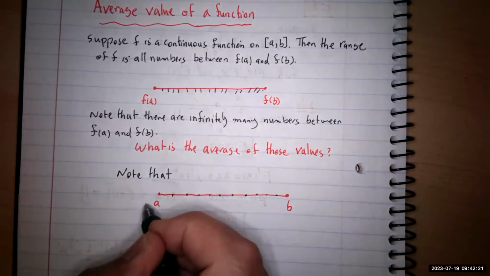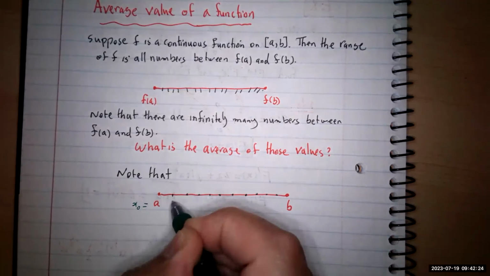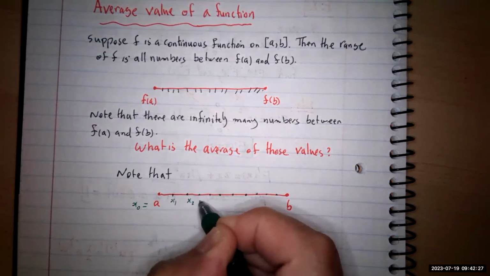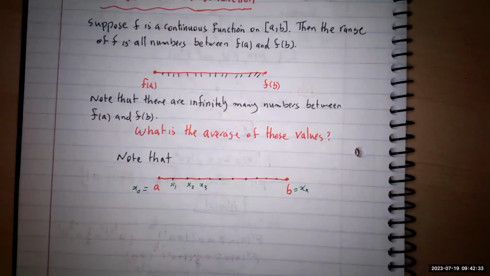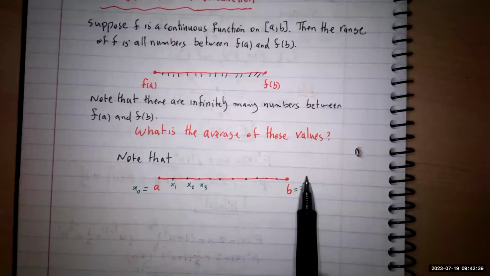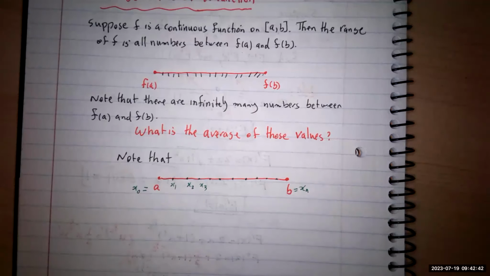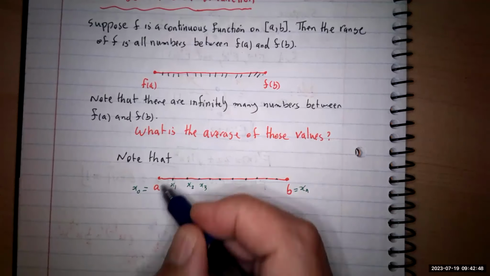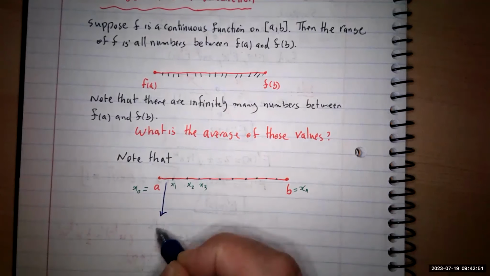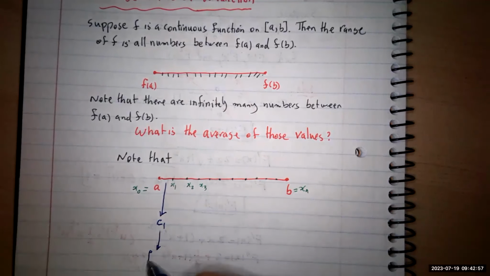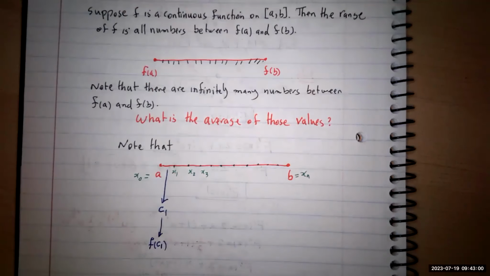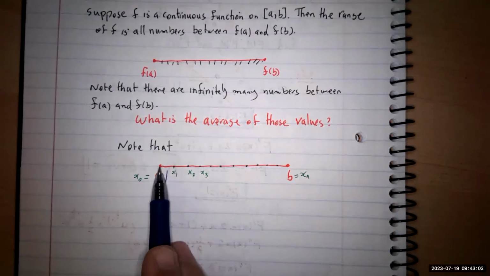Now, how many numbers do you have? I'll call this one x0, then x1, x2, x3, up to xn. Now we go inside each of these intervals and pick one representative. Instead of considering all the numbers here, I pick one out. I call it c1, then I drop it into the function and find f of c1. That one number is a representative for the first interval.